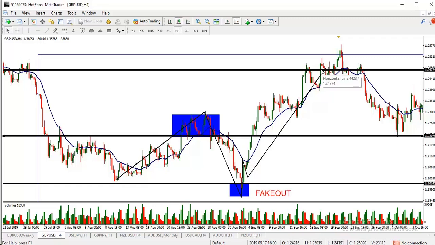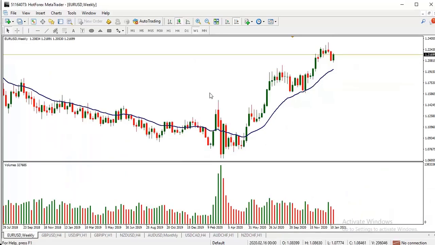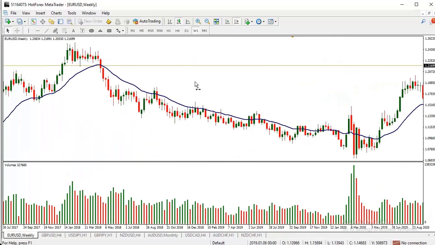Now, the second one, let us go back to Euro USD, where we analyze the sell market.